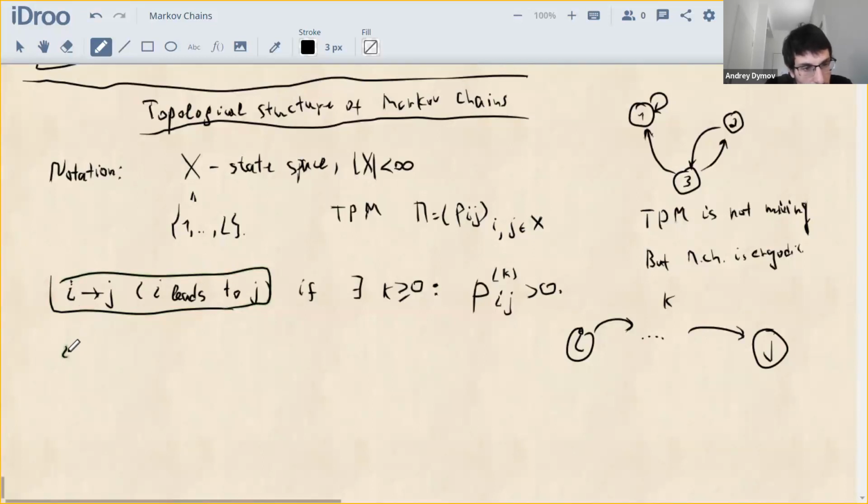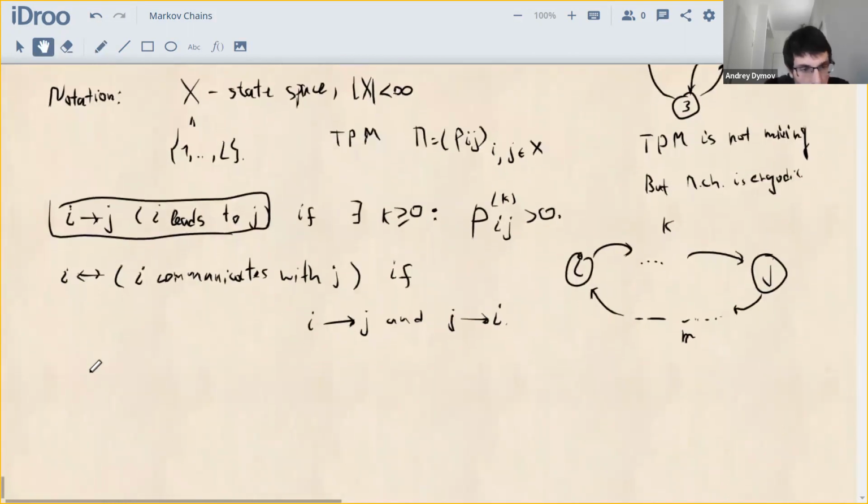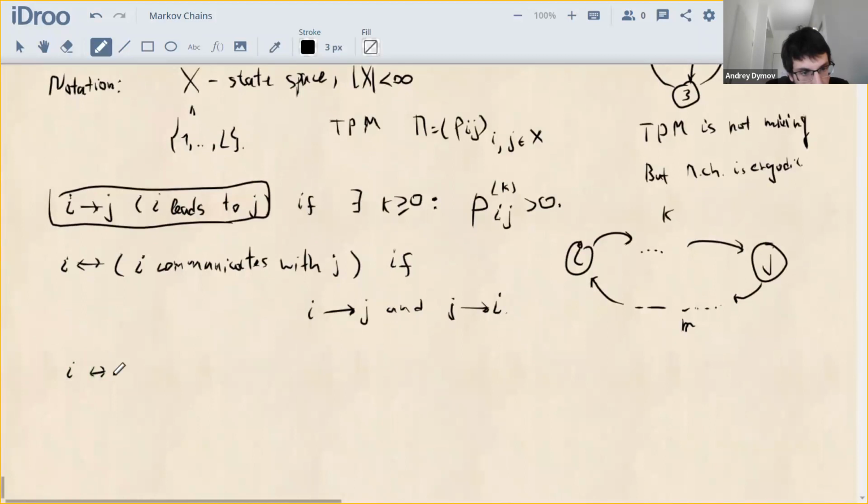Then I will denote like that, arrows in both sides, and I will say i communicates with j if i leads to j and j leads to i. Okay, so if you can go from i to j in some k steps, and then in some possibly another number of steps, say m steps, you can go from j to i. Since this k is more than or equal to 0, it's clear that i communicates with itself, right?